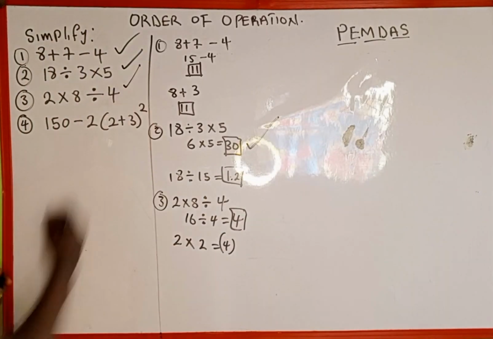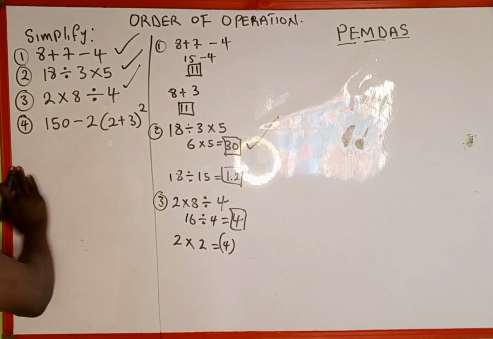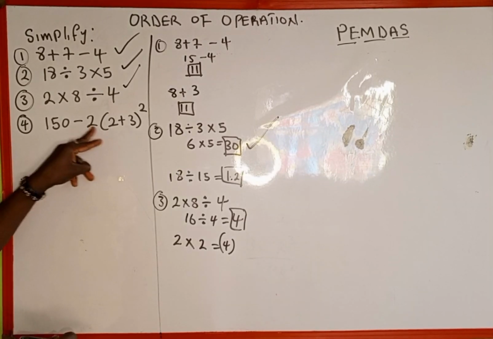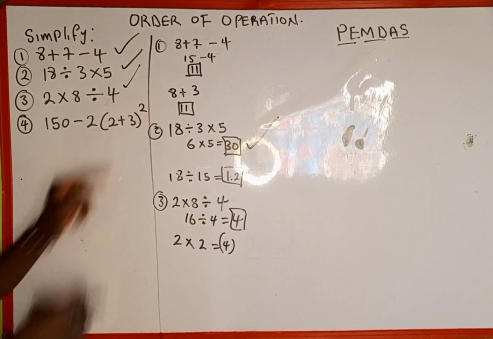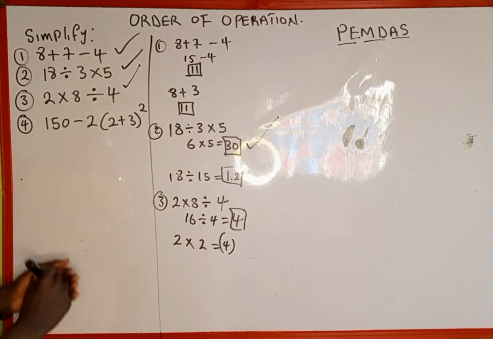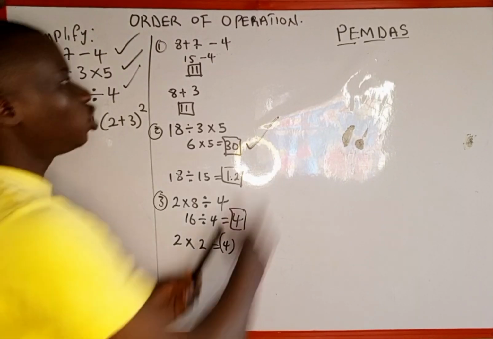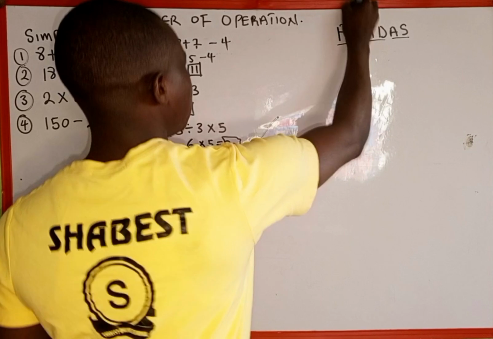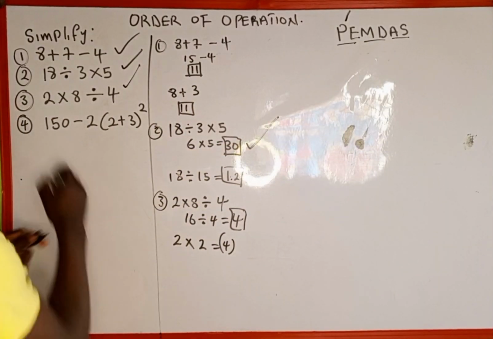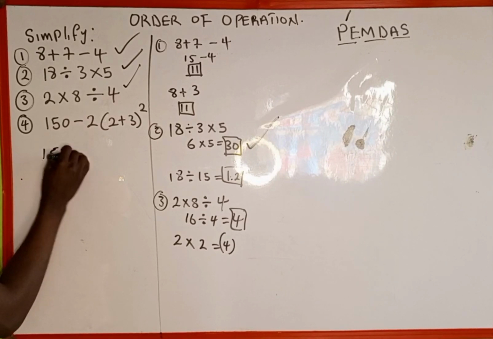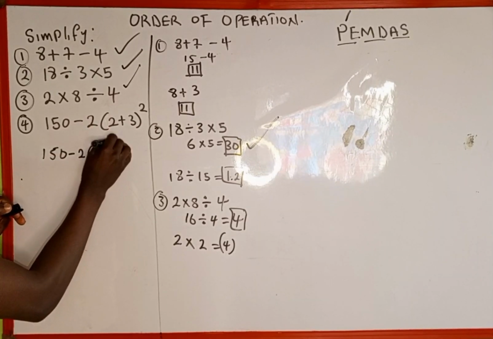So we have done with example 3. So example 4 now. Okay, we can use here 150 minus 2 into (2 plus 3) raised to the power of 2. So this 2 here is exponent, and this bracket you are seeing is what we mean by parenthesis. So let's use this PEMDAS. First of all, we begin with parenthesis. We finish with the one inside the bracket first. So we're going to have what? 150 minus 2 into 2 plus 3 is 5, then raised to the power of 2.